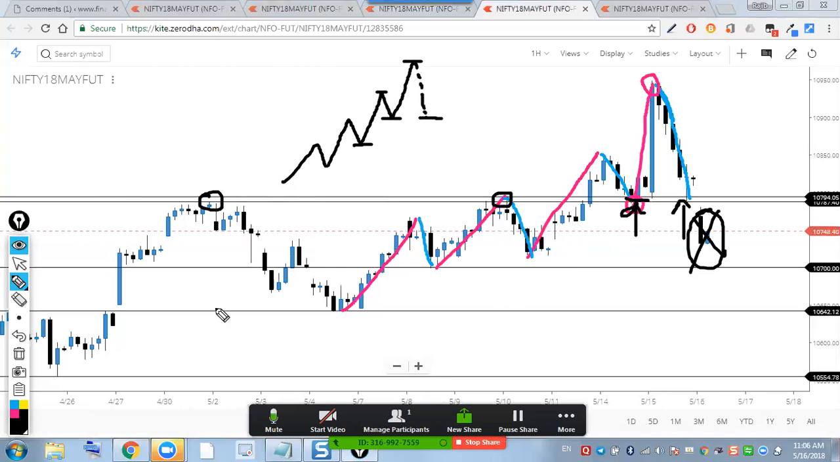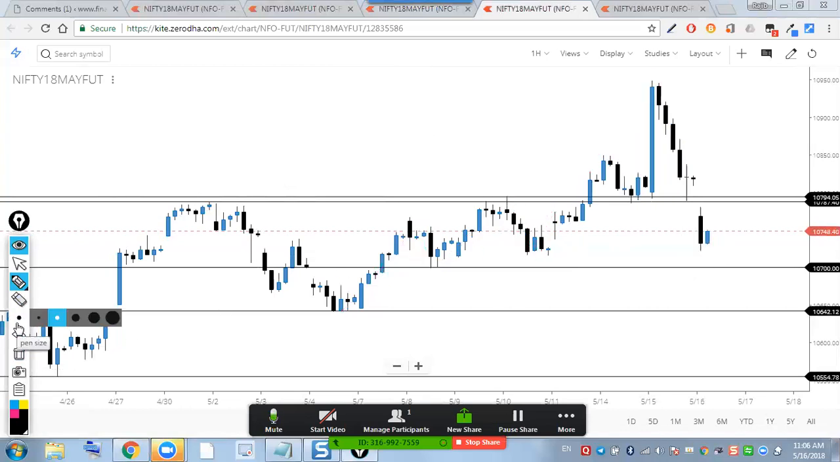Now, in terms of the stability of the trend, what we need to check out is what's happening. What's happening here? What's happening here? And what's happening here? Because this is where we're going to buy, right? And the same way, right?